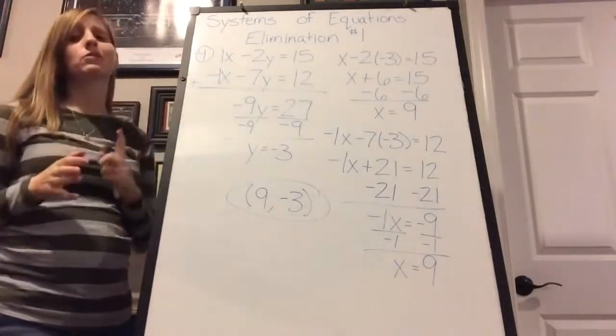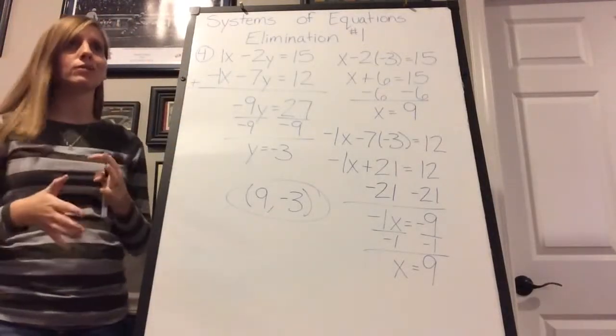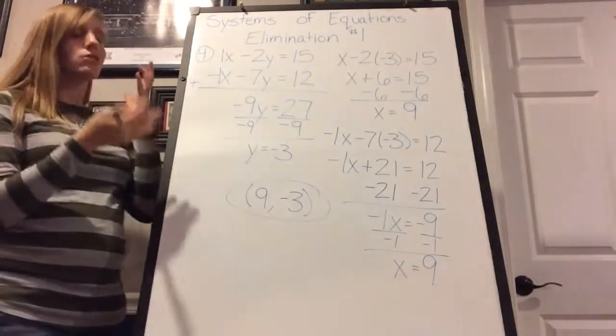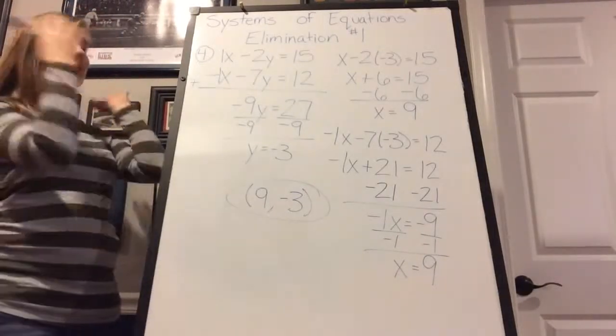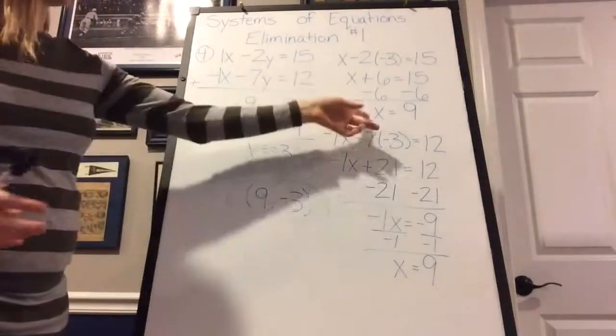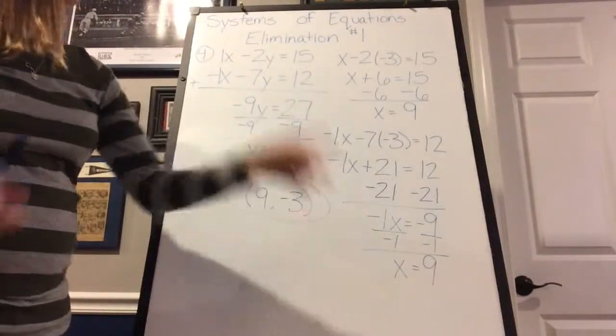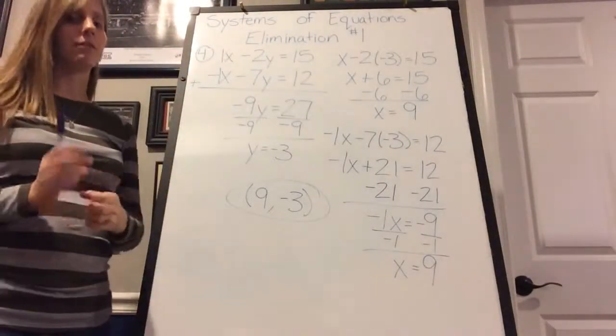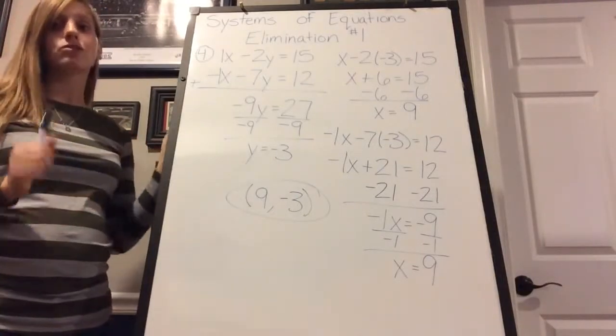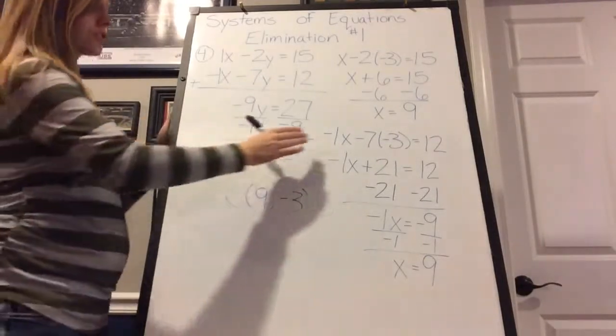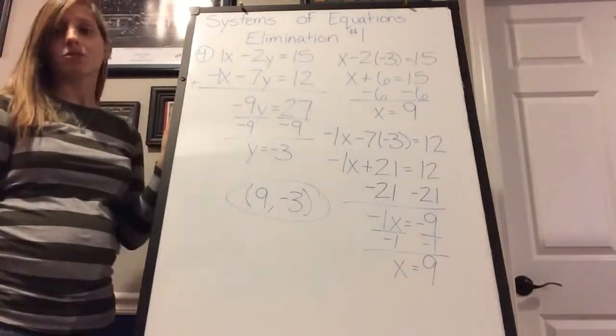So don't spend a long time trying to figure out, okay, which one's smaller, which one do I have to use? If neither one really jumps out at you, just pick one and go with it. They're both going to give you the exact same answer. I got x equals 9 for both of them. So it should not matter which one you choose. Just be careful on your steps and your signs, and you should be fine.